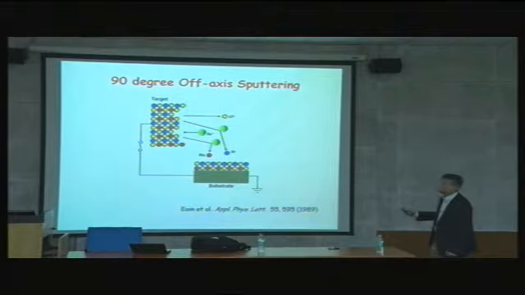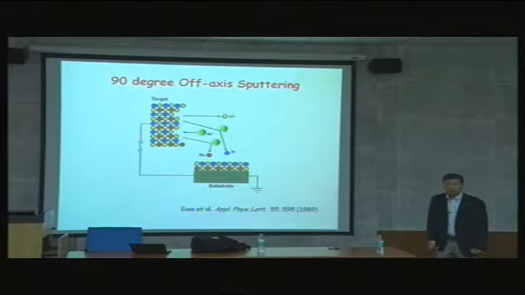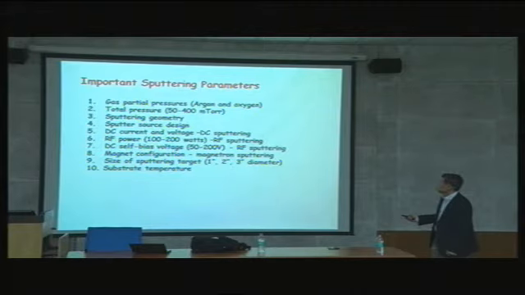And the geometry is fixed: the distance here, the distance here, depending on the size of the target and the size of the substrate. But you can easily deposit uniformly in a 2-inch diameter area with this. And then here, you have the bias voltage. This is pretty much determined by your sputter gun.